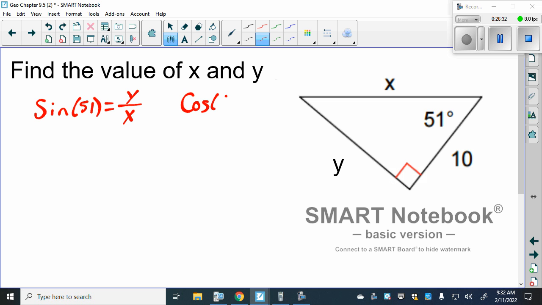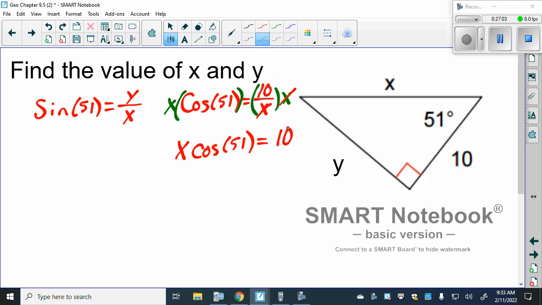Cosine of 51 is 10 over x, because it's adjacent over the hypotenuse. Multiply by x. And in all these here, really, the first step is we multiply by the denominator. So we get cosine of 51 times x is equal to 10.